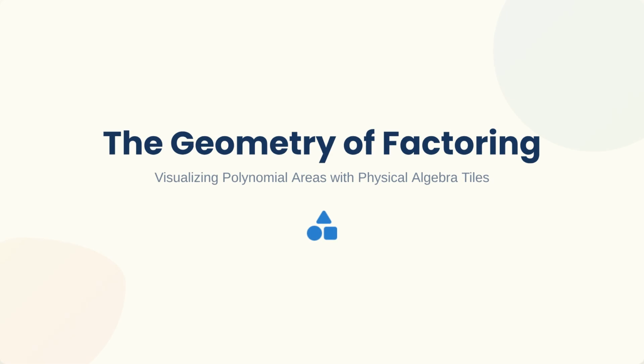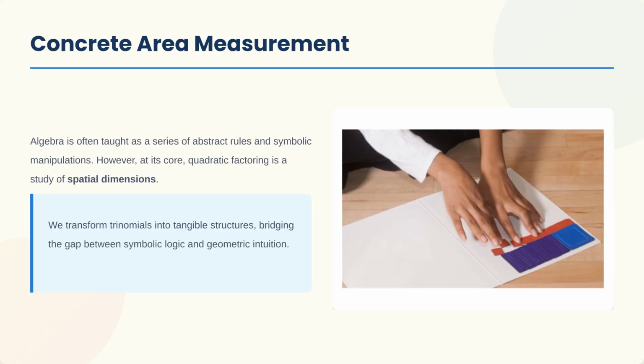Welcome to this video on the geometry of factoring. We will explore how to visualize polynomial areas using physical algebra tiles. Algebra is often taught through abstract rules. However, quadratic factoring is fundamentally a study of spatial dimensions. By using physical tiles, we transform trinomials into tangible structures, bridging the gap between symbolic logic and geometric intuition.